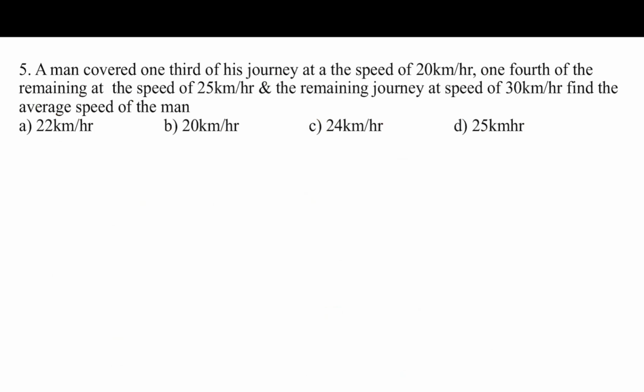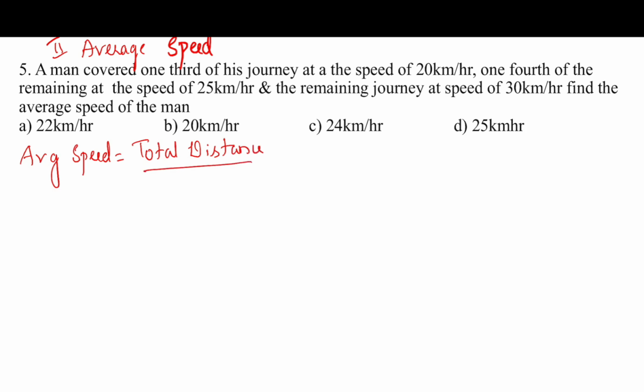Now going to the second type of problems where the average speed concept is involved. Okay, average speed concept problems, from here onwards. So what is average speed? Before we go to the problem, let me see what average speed is. How do we calculate average speed? It is nothing but total distance divided by total time. Okay, total distance divided by total time is nothing but average speed.